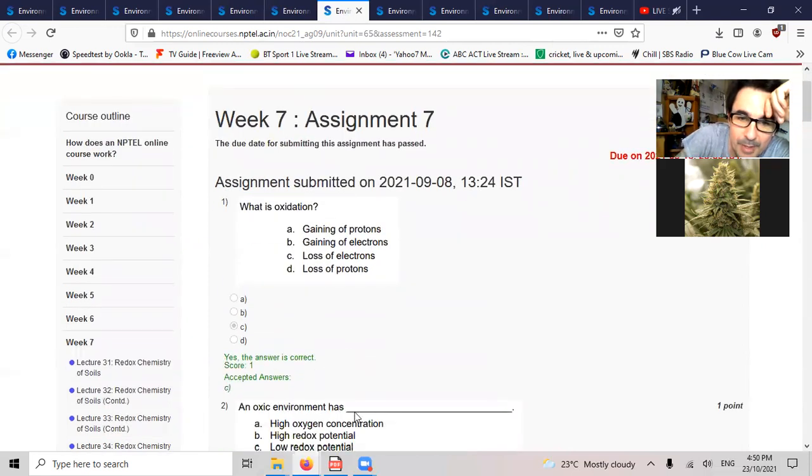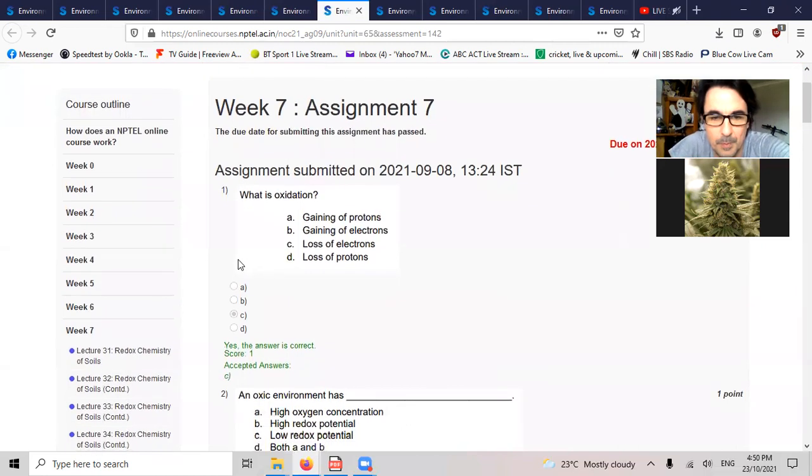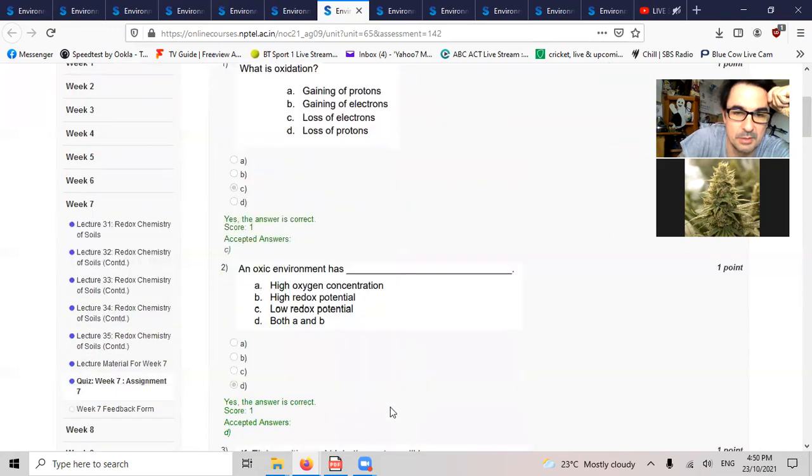An oxic environment has, oxic, so it's got oxygen. By reduction potential, low reduction potential. It's just A. It's D. Wrong. High reduction potential.